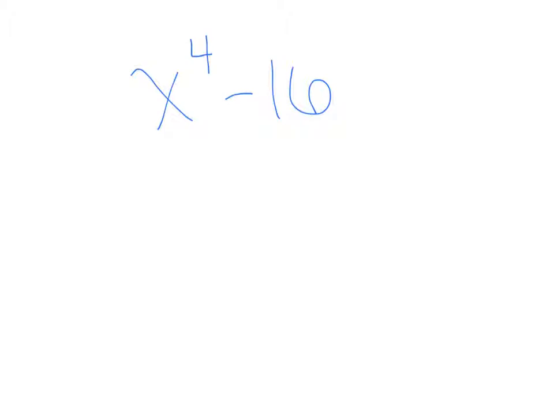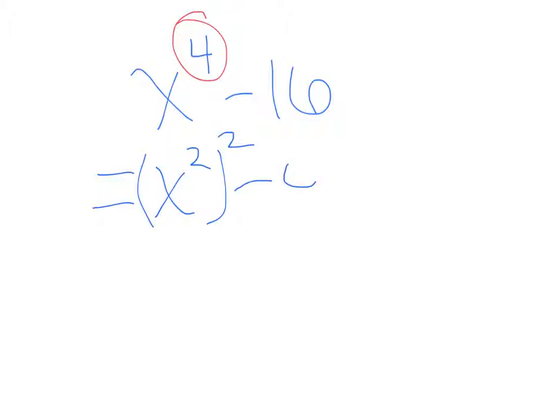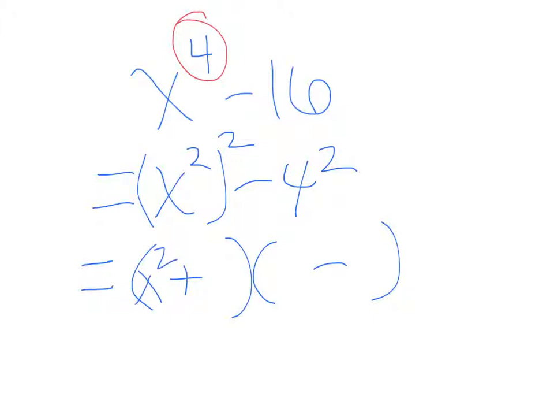The next example is a higher order factoring problem where it looks just like the difference of two squares, and it is actually, the reason being that the power is a 4, which is a multiple of 2. So we really do have x squared squared minus 4 squared. So when we factor that, it's plus minus. What's being squared in the front goes in the front. What's being squared in the back goes in the back.